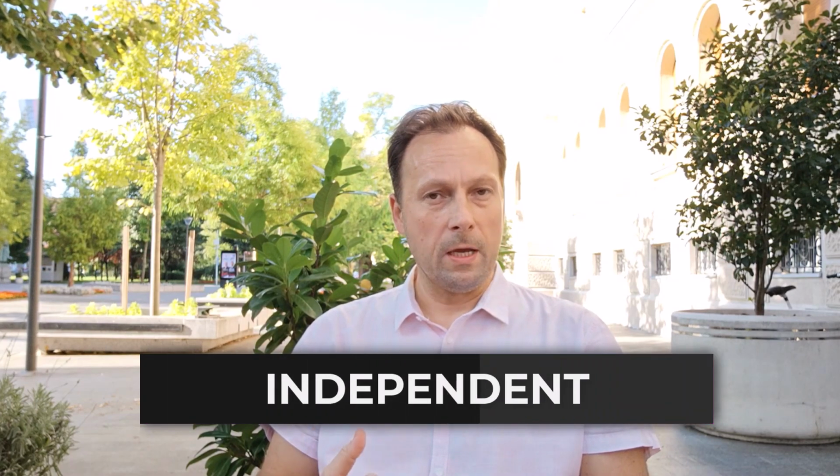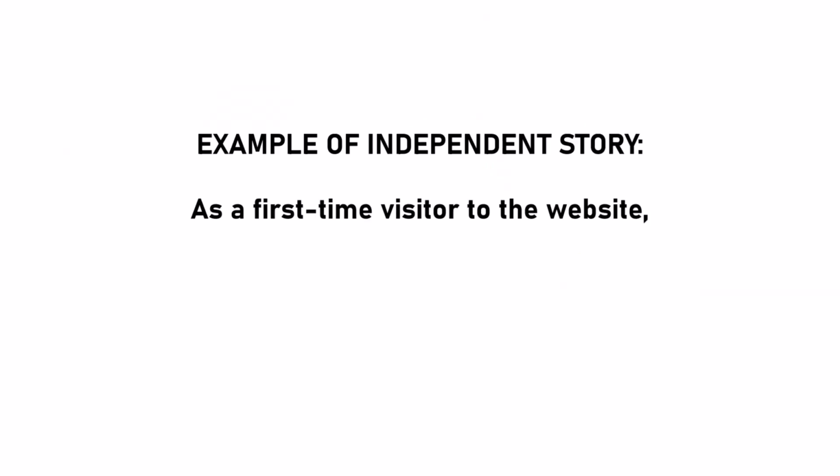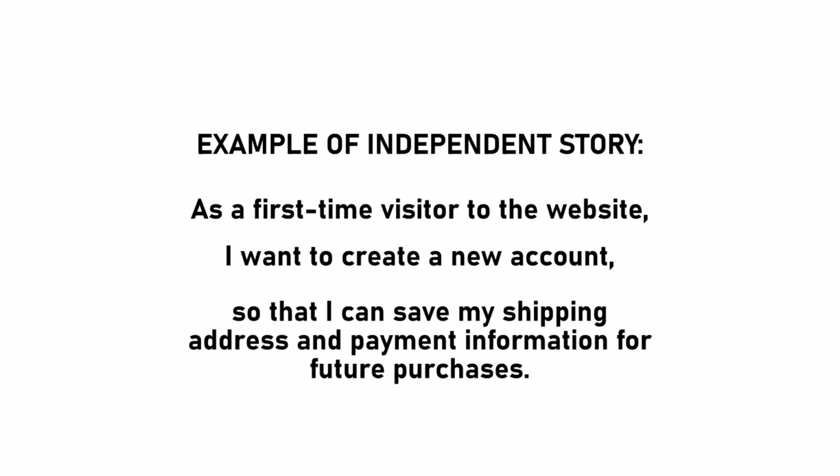Independent user stories should be able to stand alone without relying heavily on other stories. This means that they should be self-contained and avoid creating dependencies that can slow down development. Example of an independent story: as a first-time visitor to the website, I want to create a new account so that I can save my shipping address and payment information for future purchases. This user story is independent because it stands alone as a self-contained unit, without relying on other features or functionalities. Creating a new account is a distinct action that can be completed independently of other user stories.